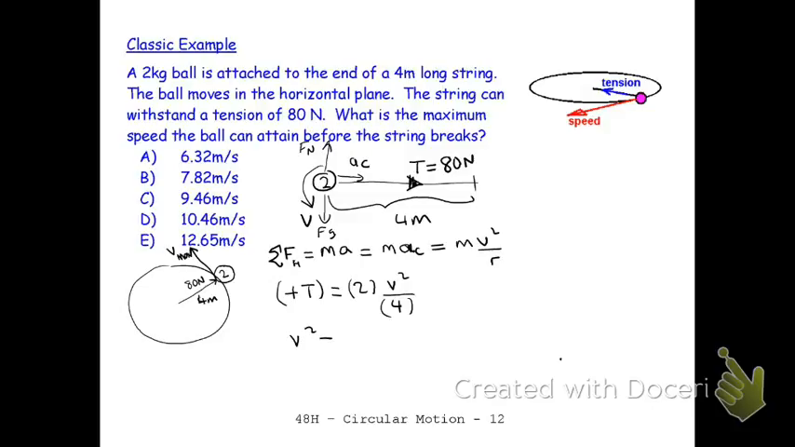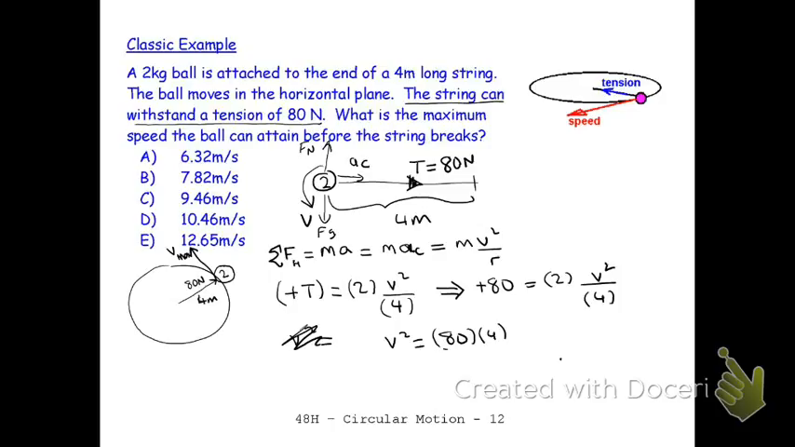So V squared is equal to, well, the maximum force, the string can withstand a tension of 80 newtons. So 80 is equal to 2 V squared over 4. So then I say, V squared is equal to 80 times 4 over 2, which equals 160. So V is equal to the square root of 160. And please work it out.